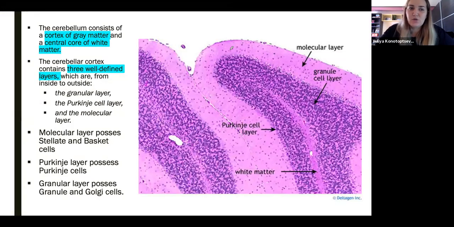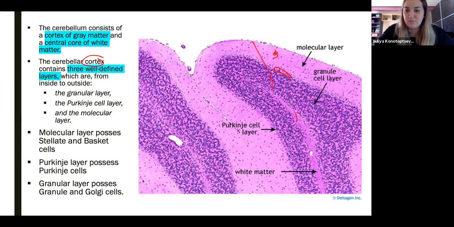So this is the histological representation of the cerebellar tissue, right? The outer area is going to be the gray matter, and the inner area is the white matter. The gray matter, as we have said, is the outer part, so it is cortex. So we can say that cerebellar cortex consists of 3 layers. The most outer layer is the granular layer. Then we have the Purkinje layer, and then we have the molecular layer.